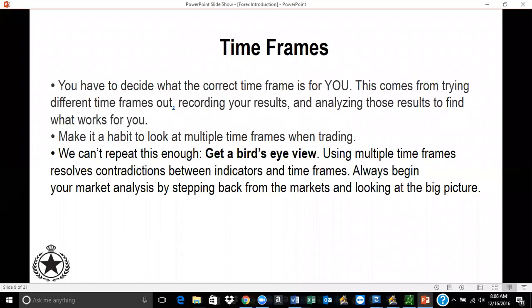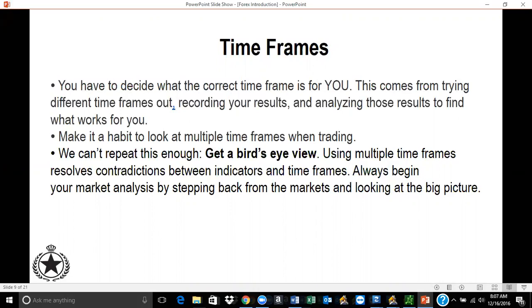All right, time frame. As we talked about previously, we used a daily time frame to illustrate that last example. But you have to decide what the correct time frame is for you. This comes from trying different time frames out, recording your results and analyzing those results to find what works for you. Okay.